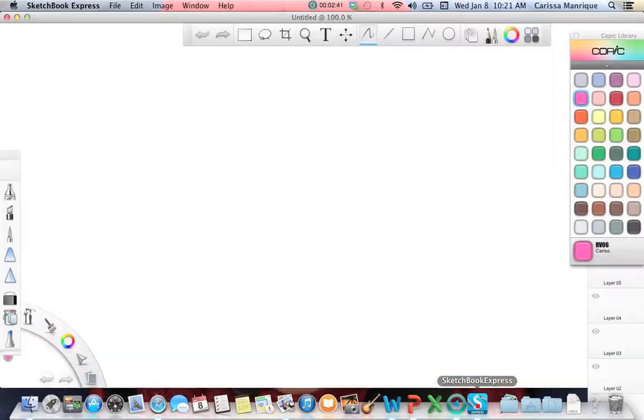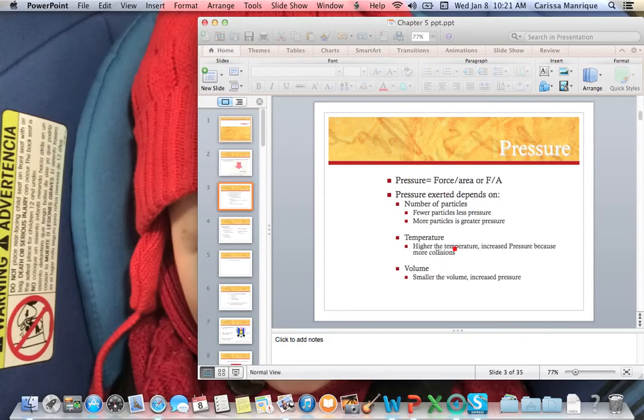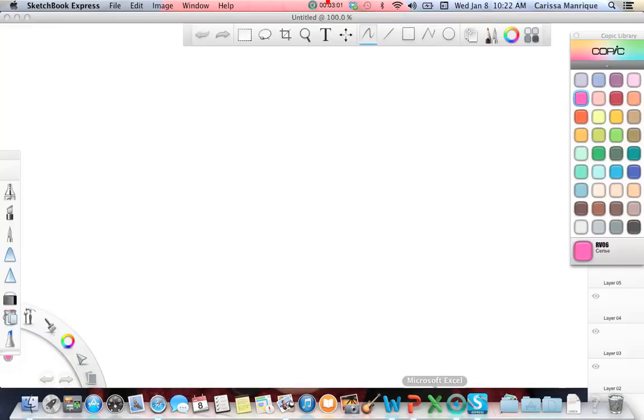Let me pull up my sketchbook and go back to PowerPoint too. Okay, pressure is the force per area. Let's think about how this could be affected. How can we increase or decrease pressure? Pressure exerted depends on, one, the number of particles. We have this container. Let me draw a container, and let's do another container. Excuse my drawings. Anyway, it's the thought that counts, right?